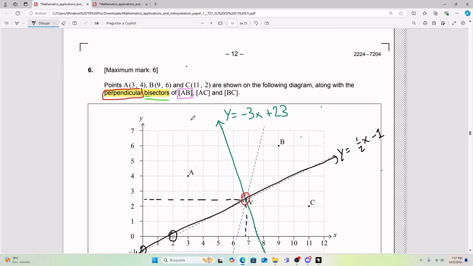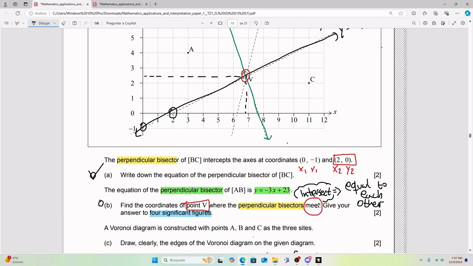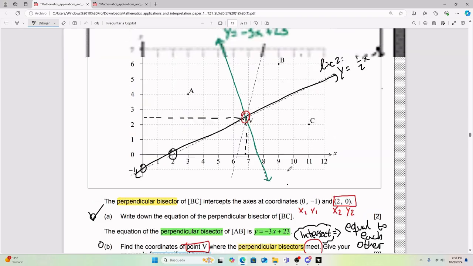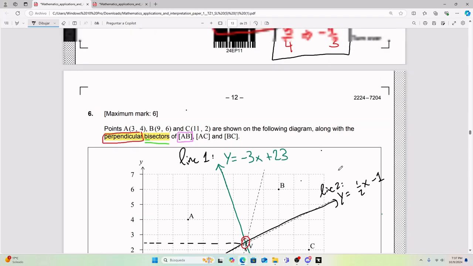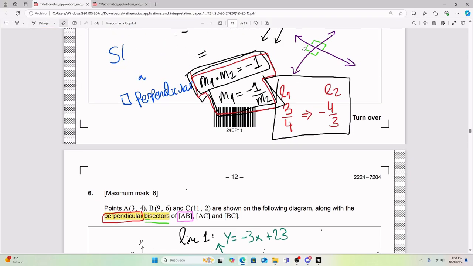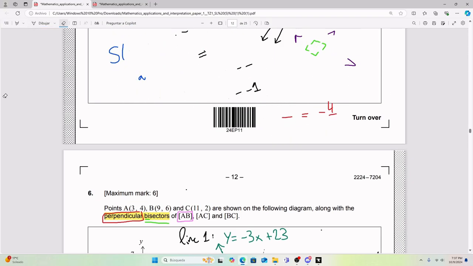So think about it this way. If this is my line 1 and this is my line 2, and they tell me, yo, apparently they intersect, they are equal to each other, and find the coordinates of that. See? So you're going to go ahead and take line 1 and equal it to line 2, quite literally. And if you do that, then think about it. How can you make them equal to each other?